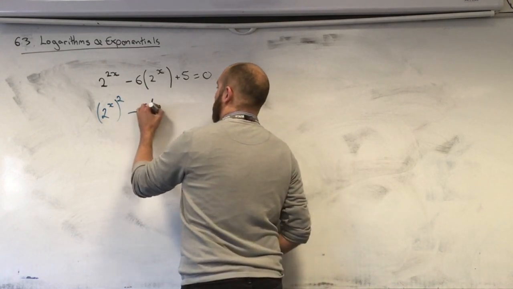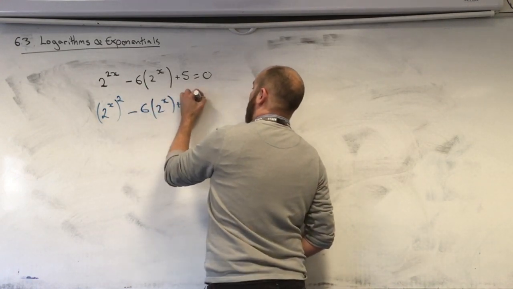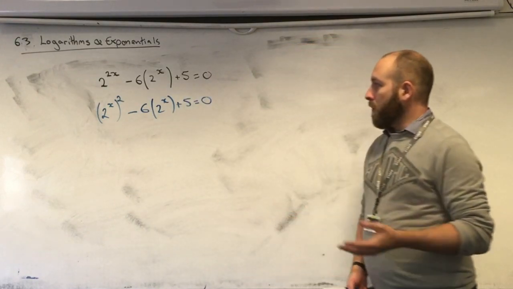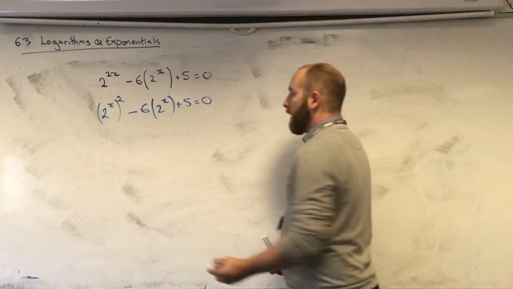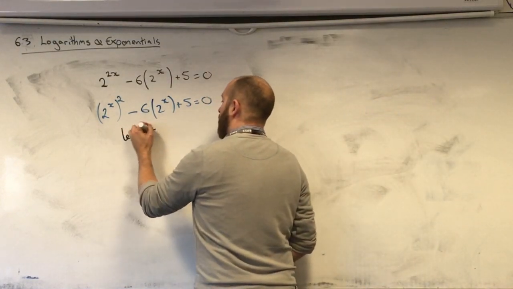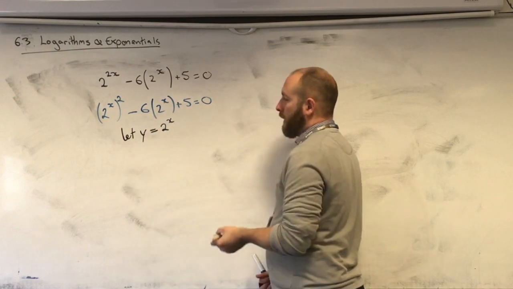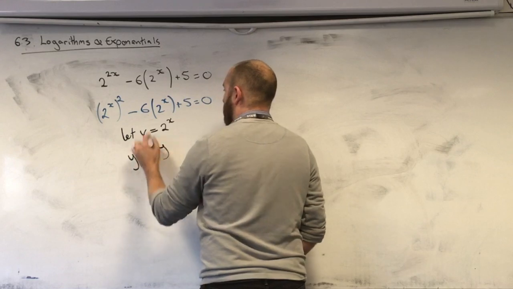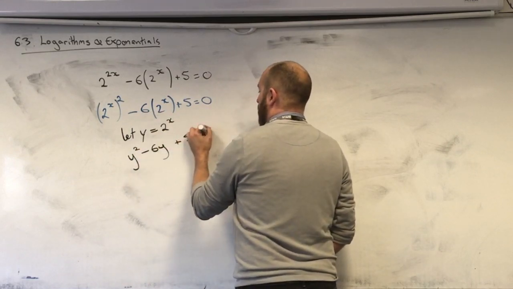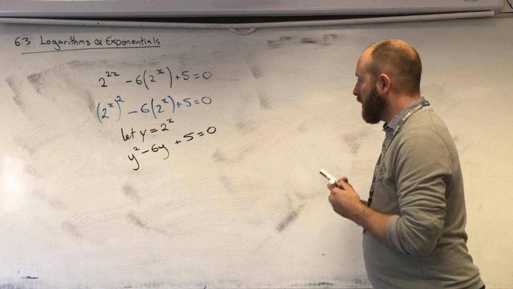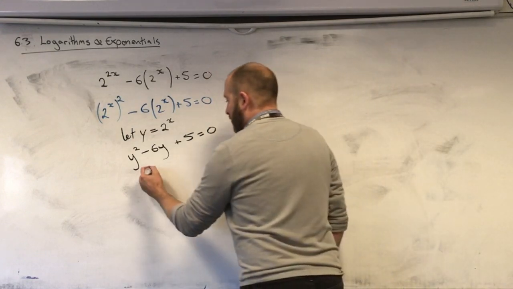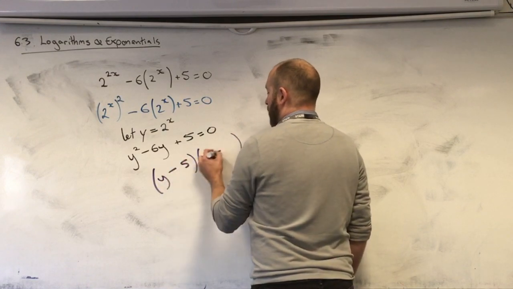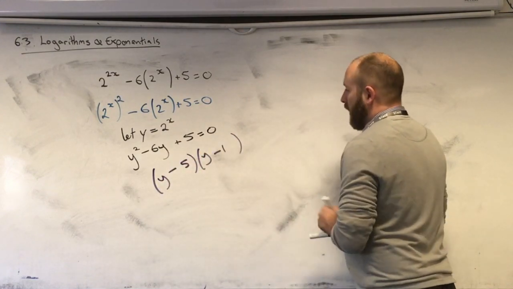Then we've got 6 lots of 2 to the x plus 5 equals zero. Okay, now some of you will spot that that's a quadratic, some of you might not. So what we're going to do next is say, we're going to let y equal 2 to the power x. So here we're going to end up with y squared minus 6y plus 5 is 0. And that definitely looks like a quadratic. So we're going to solve this using our brackets. So we get y minus 5, y minus 1. So we end up with y equals 5, y equals 1.